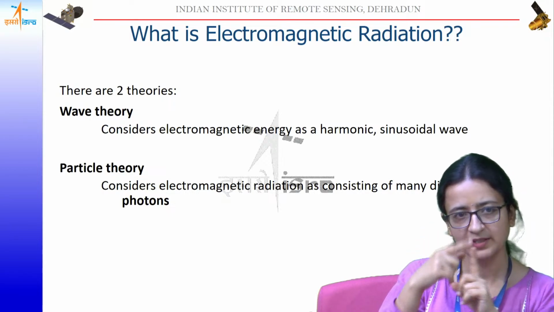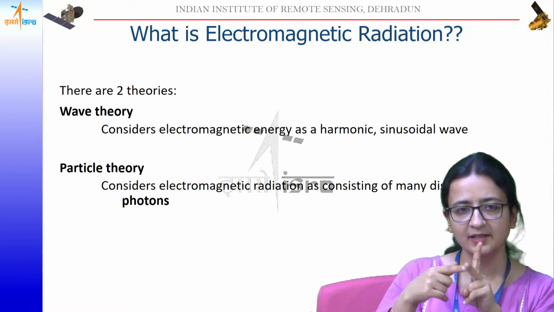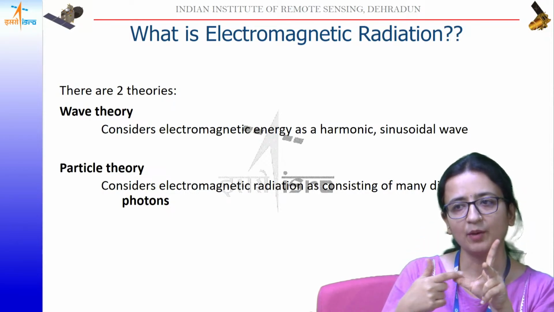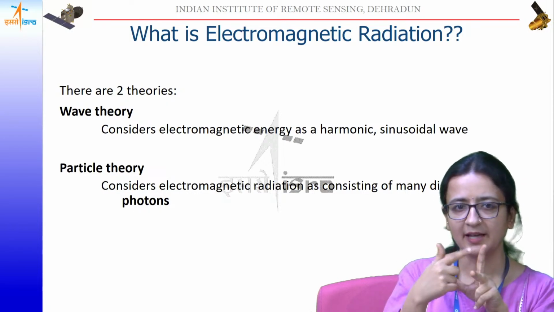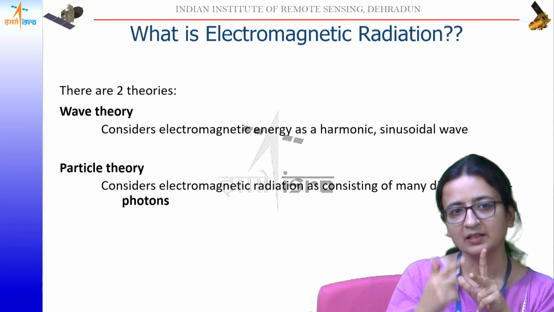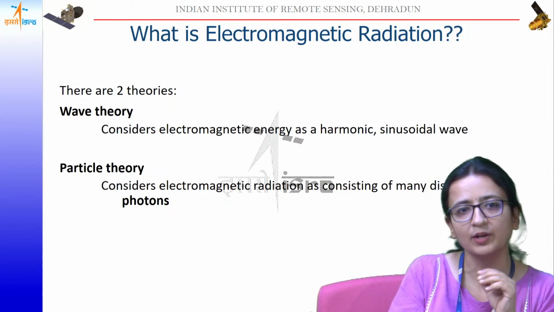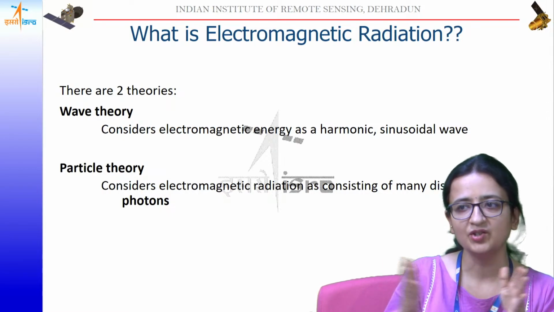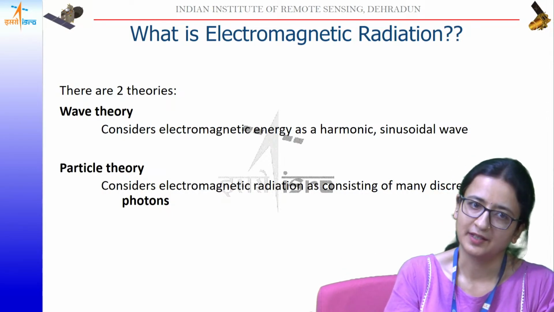So if this is the electric field and this is the magnetic field, the energy propagation will be in the direction perpendicular to these two directions. So electric and magnetic oscillating fields exist at each point in space and time, and energy is propagating in the perpendicular direction.